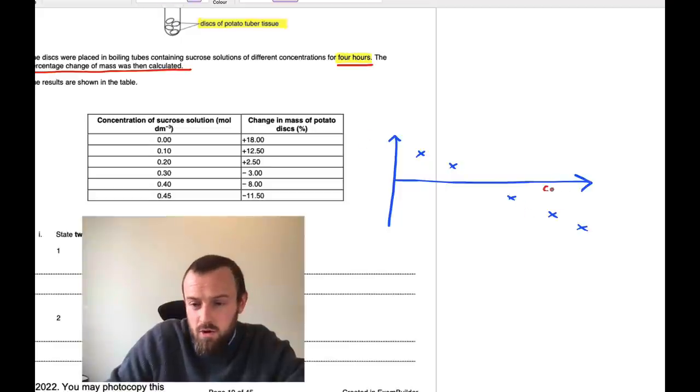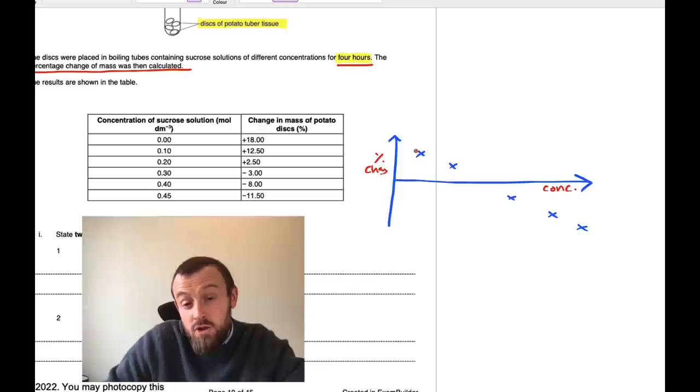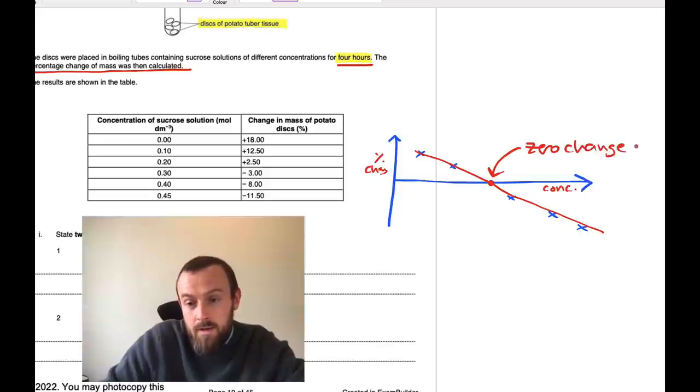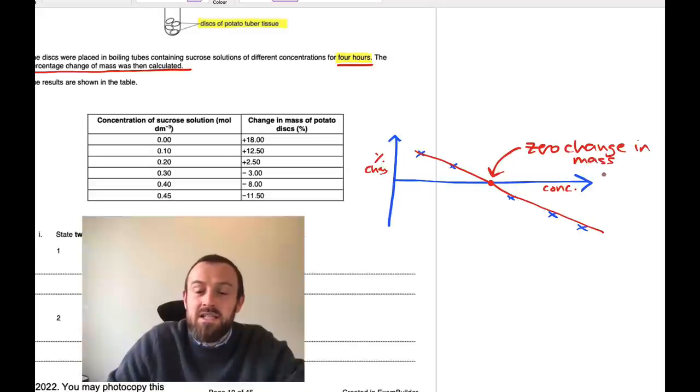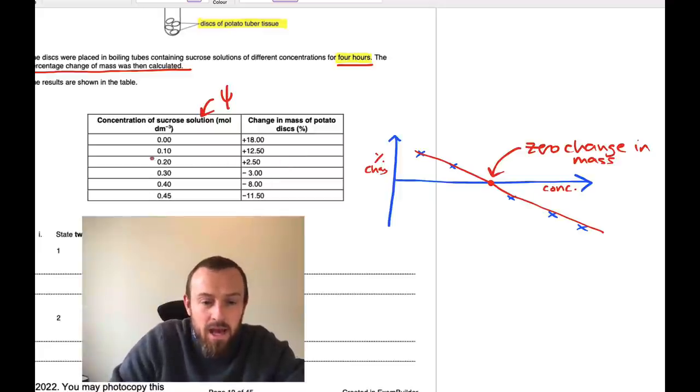Okay, so this is the concentration of sucrose. If I was doing it, well, I wouldn't draw this. You don't draw this, you'd have to describe it, but I'd write it in full. And this is the percentage change in mass here. You draw a line of best fit, which should be a straight line, and the point where it crosses the x-axis is the point where you'd expect zero change in mass. And at that point, the sucrose concentration has the same water potential as the potato cells. Looking at the data here, we know that would happen in this region, between 0.2 and 0.3.